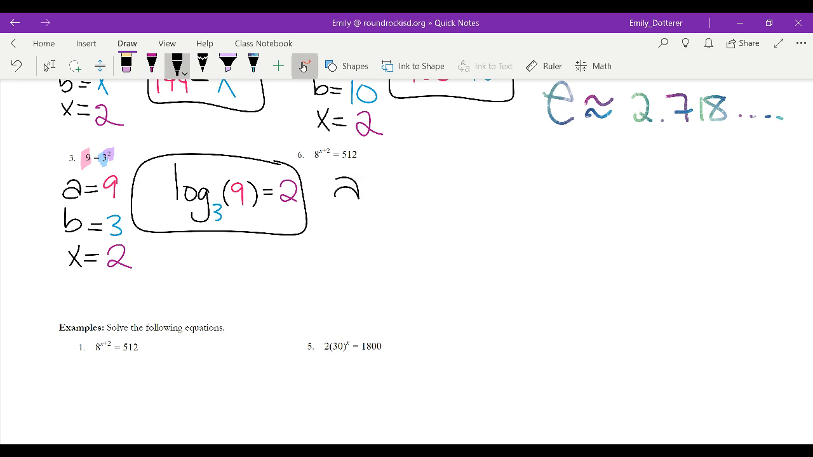Last one. So we can see in this one it's not written in the same order. It does still do the same thing. So this time A is over here on the right. So when we're looking for A, we're looking for the thing on the opposite side of the exponential part. So if you see the part with the exponent, we want the thing that's on the opposite side. In this case, that's 512. B is the thing that is being raised to the power of whatever, in this case, x plus 2. And x is the exponent.